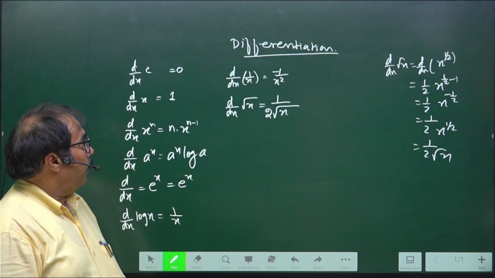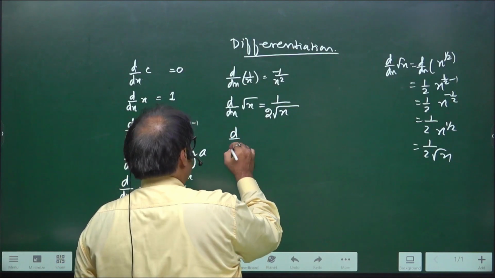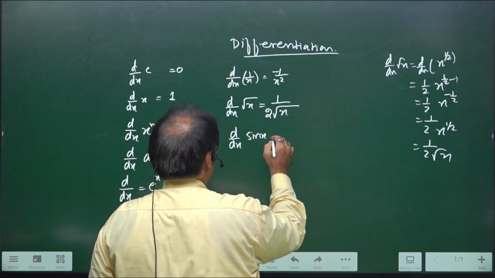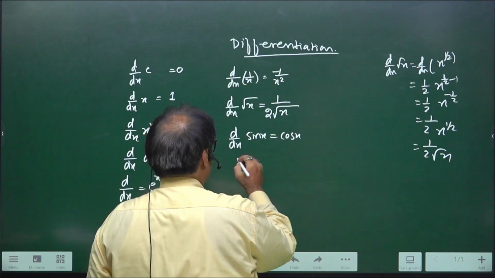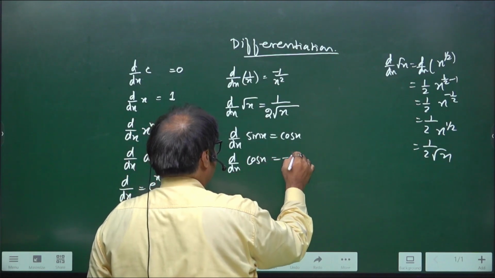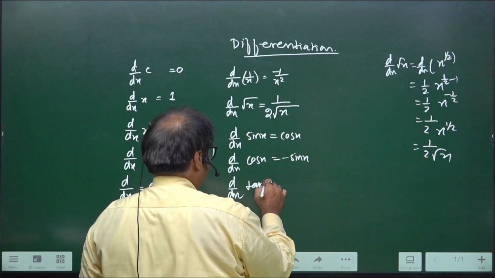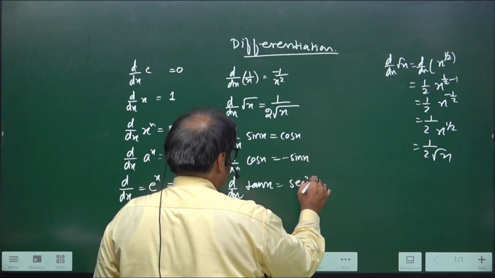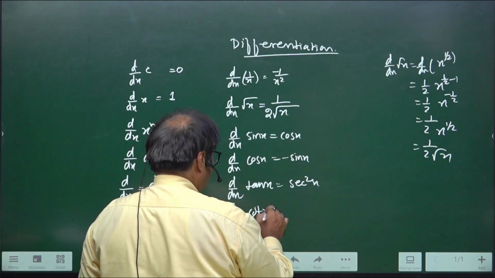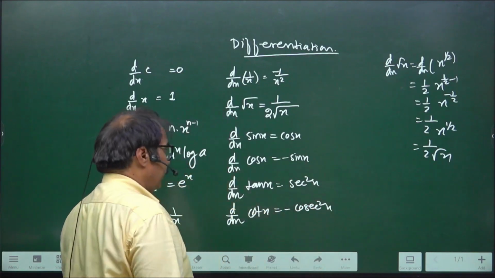Apart from this, now we are coming to trigonometry. d by dx of sine x is cos x, and d by dx of cos x is minus sine x. d by dx of tan x, the derivative of tan x, is secant square x. And d by dx of cot x, the derivative is minus cosecant square x, right?